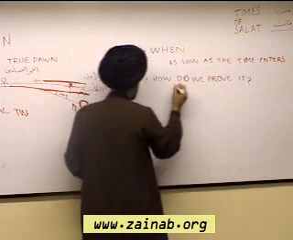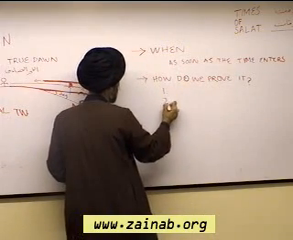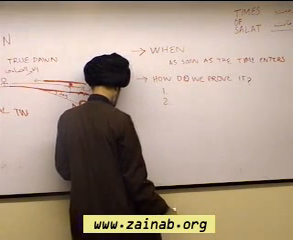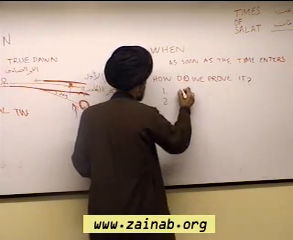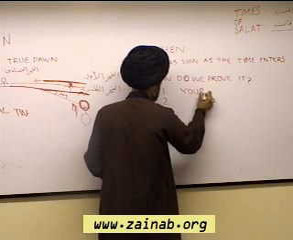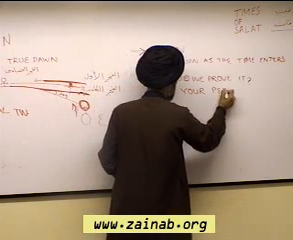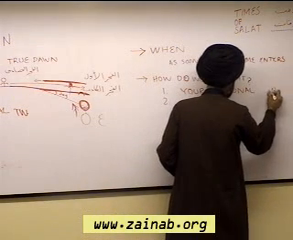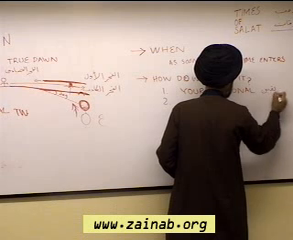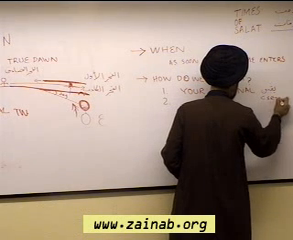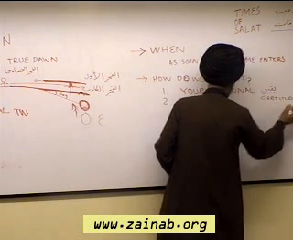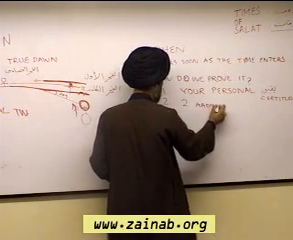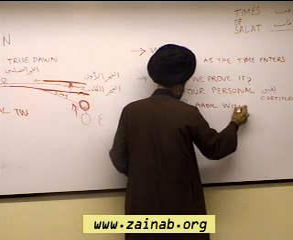The time has entered. Shar'an, we have two ways to prove: your personal yaqeen, certitude, or second, two adil witnesses.